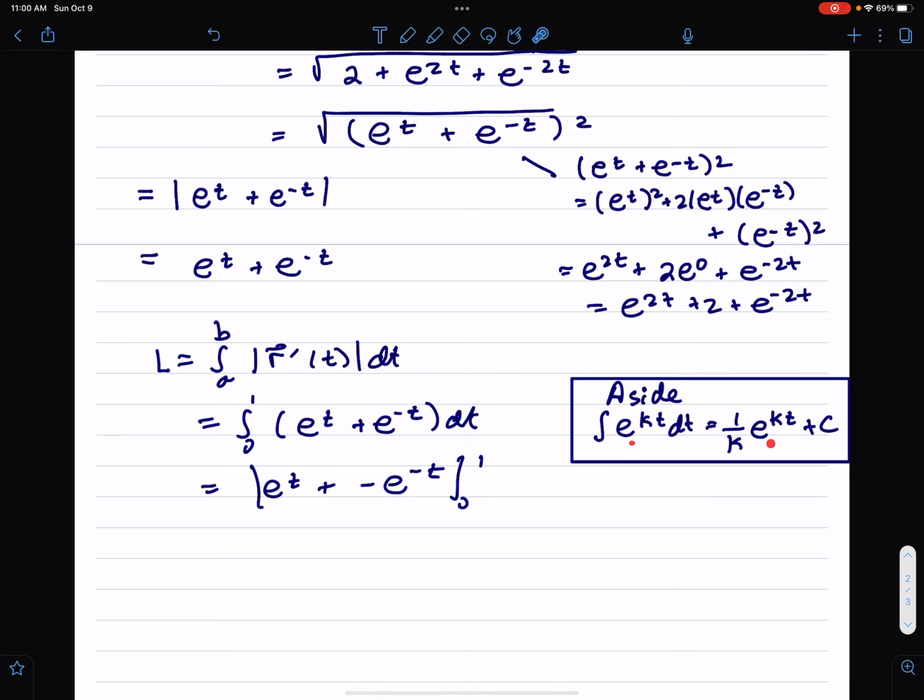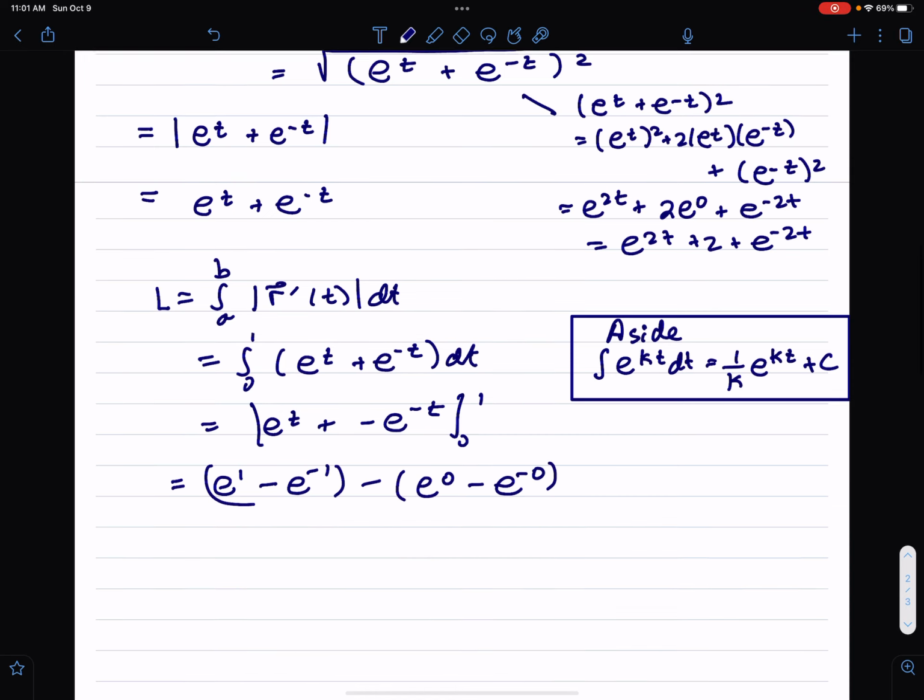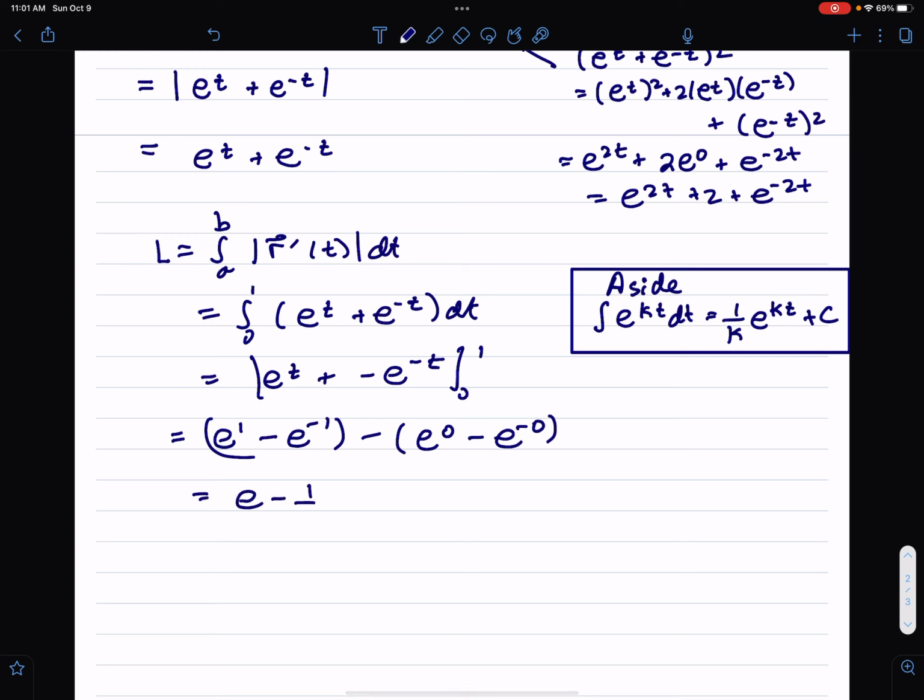So you think this antiderivative is going to be e to the kt times a constant, and you just play around with it. E to the kt, take the derivative, you get k e to the kt. So k times 1 over k makes 1. In this case, k is negative 1, so this minus is actually 1 over negative 1. Then we can plug in: e to the 1 minus e to the negative 1, minus e to the 0 minus e to the negative 0. So this gives e minus 1 over e minus 1 minus 1. So that gives e minus 1 over e.